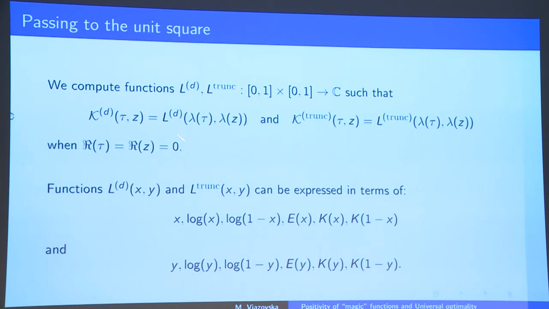And so now we'll get all these expressions, and then they can be expressed in terms of these functions: x, logarithm of x, logarithm of 1 minus x, the elliptic integral E, elliptic integral K, and elliptic integral K of 1 minus x. And I think there is also a slight technicality with this truncated kernel, because here we have exponential to the power x, so we will get some rather unpleasant term, something like exponential, expressed in terms of elliptic integrals. But that one we estimated separately.